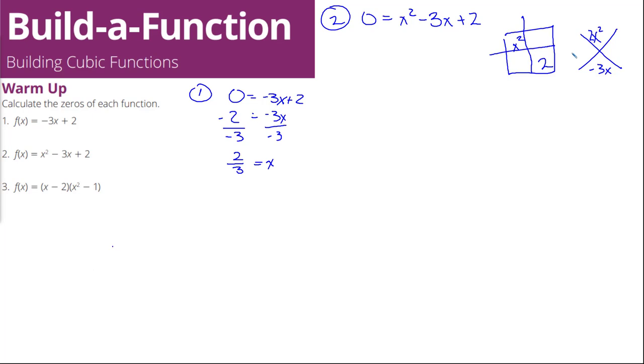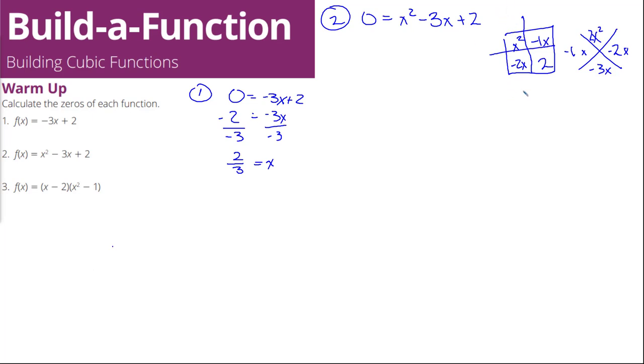Those two numbers that can multiply to give me a positive 2. 1 and 2. And they both need to be negative if we want it to be a positive product. So negative 1x, negative 2x. So now I'm looking at factoring.